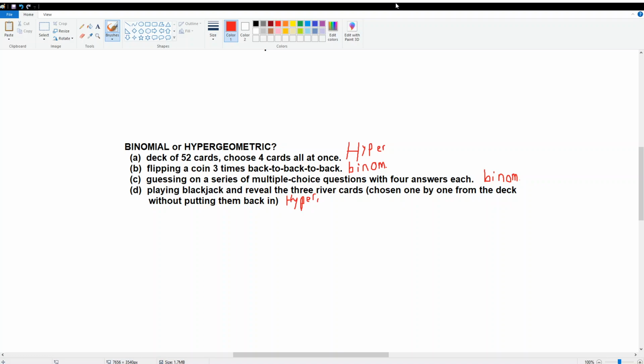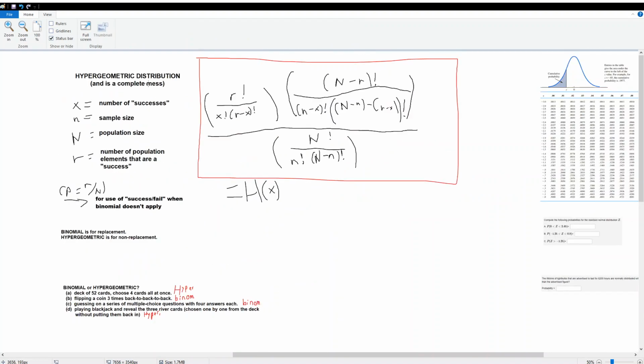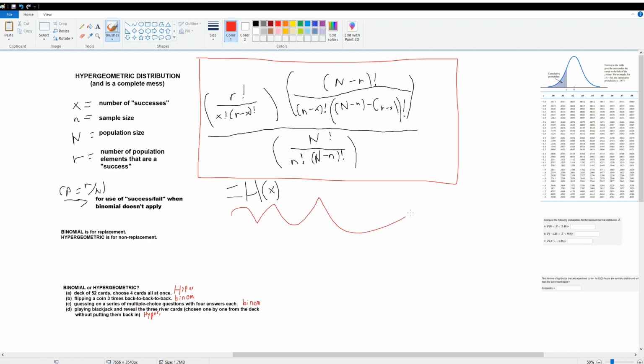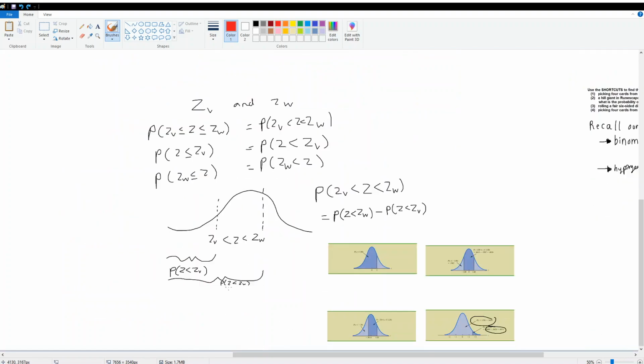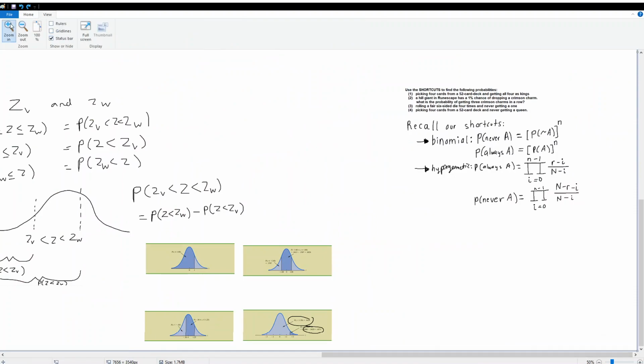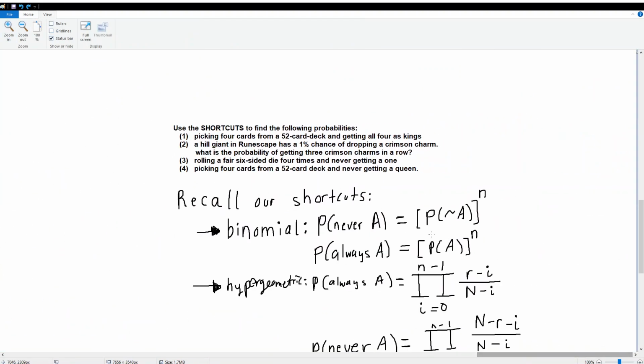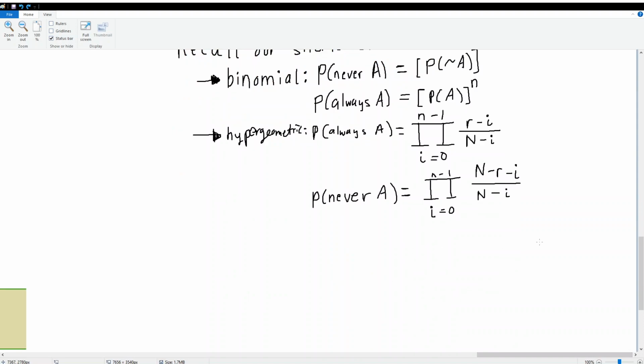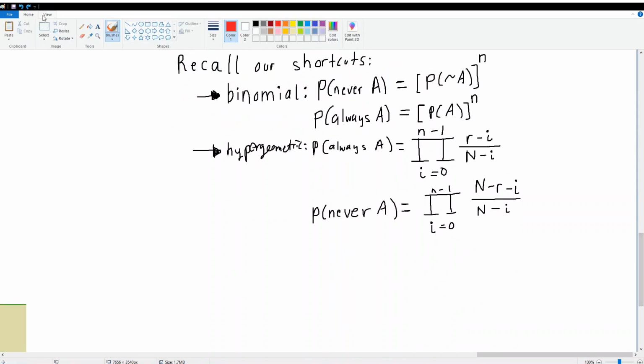So now that you can differentiate between them, let's talk about the shortcuts. The shortcuts make us happy inside. They make life easier. And most of the time, it means we get to ignore this god-awful thing. So here I introduce you to the shortcuts. The binomial shortcuts, I already showed those to you. Now let's talk about the hypergeometric shortcuts. Again, we're dealing with the boundaries, always succeeding or always failing.